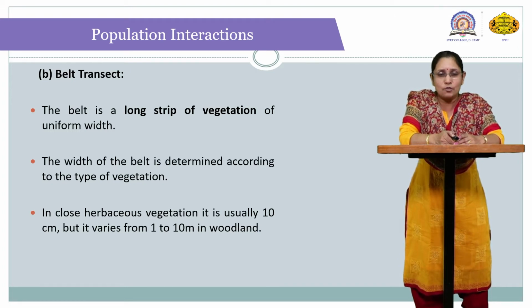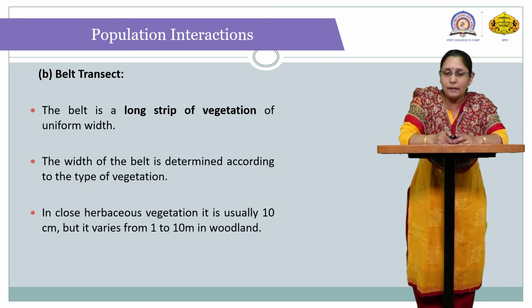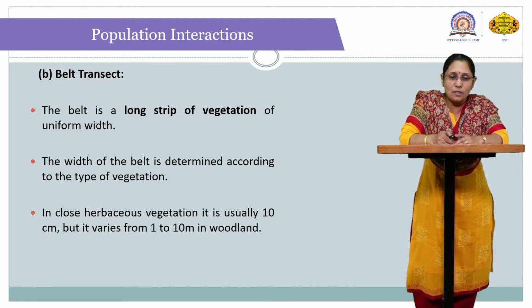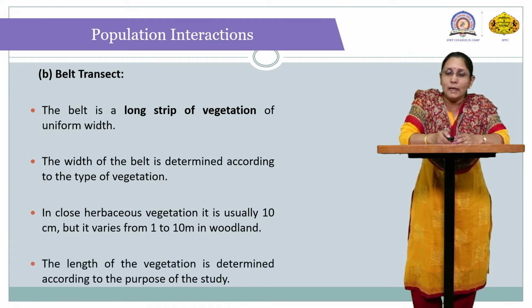In close herbaceous vegetation, it is usually 10 centimeters. These are the maximum or approximate widths which are decided. It is usually 10 centimeters, but it varies from 1 to 10 meters in the case of woodland. It means when the vegetation changes, woodland vegetation is different and the usual vegetation is totally different. The length of the vegetation is determined according to the purpose of study. So here the width will be decided accordingly, as well as the length, as per the type.